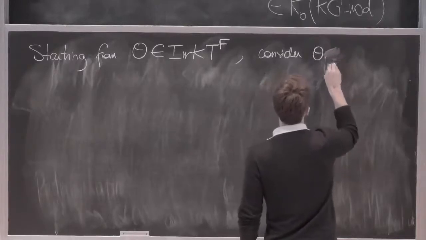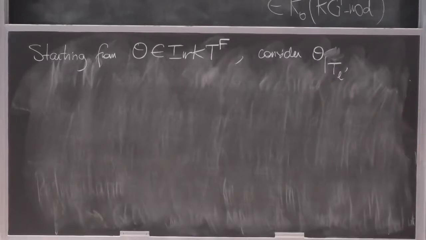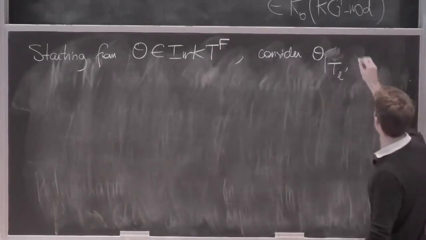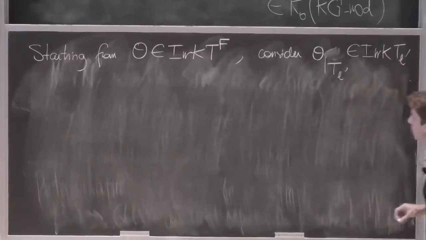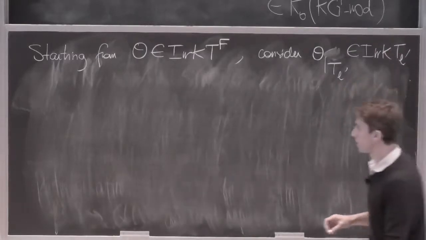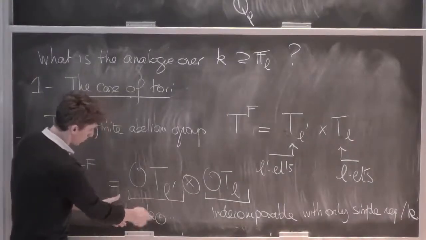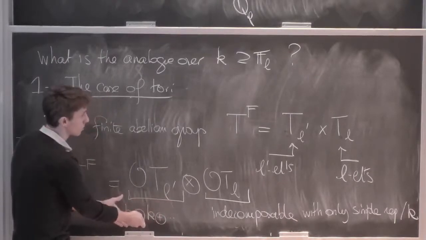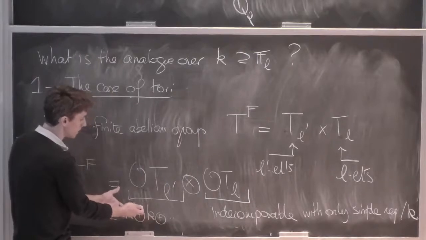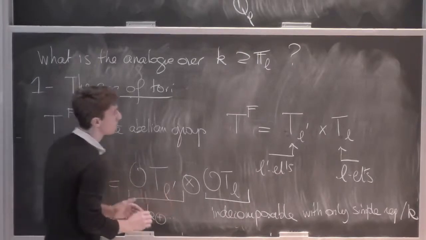So the restriction to TL prime. Okay, so this is now an irreducible character of TL prime. And that will correspond to a summand of this decomposition. One way to single out that summand is to take the idempotent corresponding to the character, which will be exactly, in that case, the block idempotent corresponding to this semi-simple algebra.